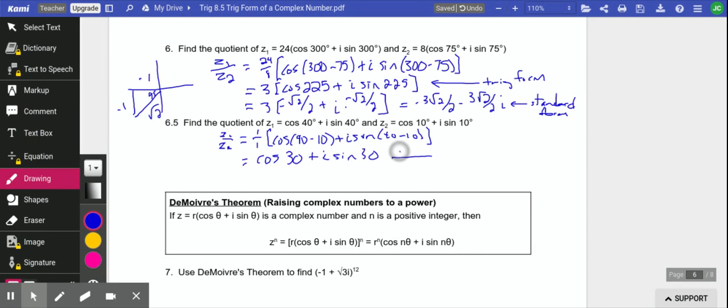Again, this is your answer if you're stopping in trig form. If you want to put it in standard form, we go ahead and evaluate this. The cosine of 30 is root 3 over 2. And the sine of 30 is 1/2. So root 3 over 2 plus 1/2 I. In the next video, we'll talk about how to raise a complex number to a power.